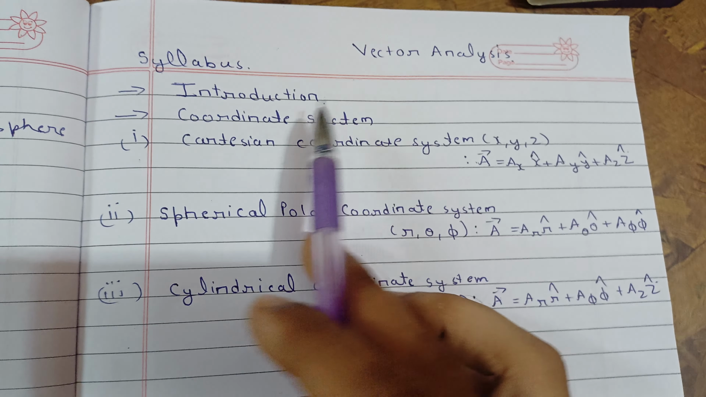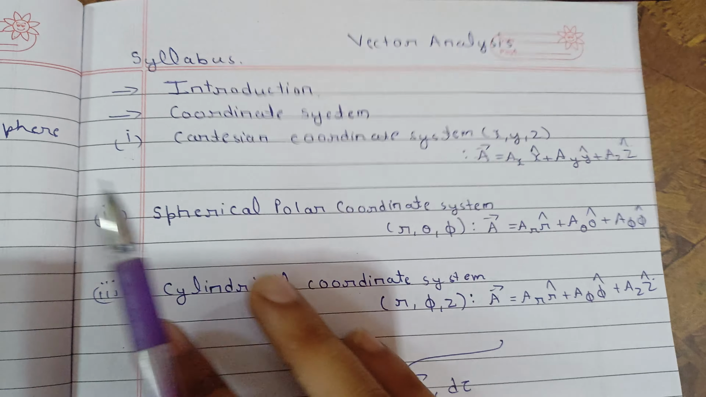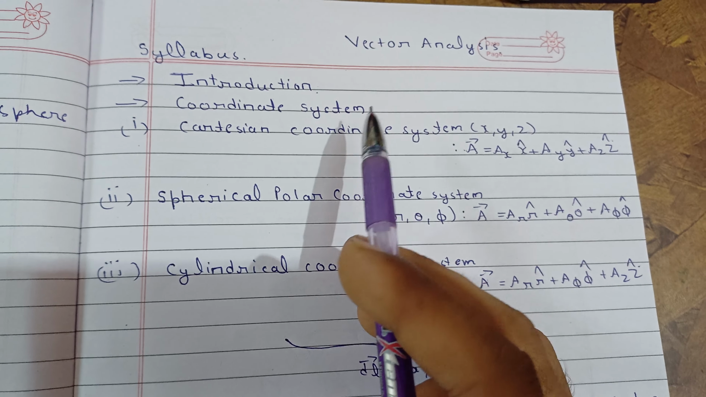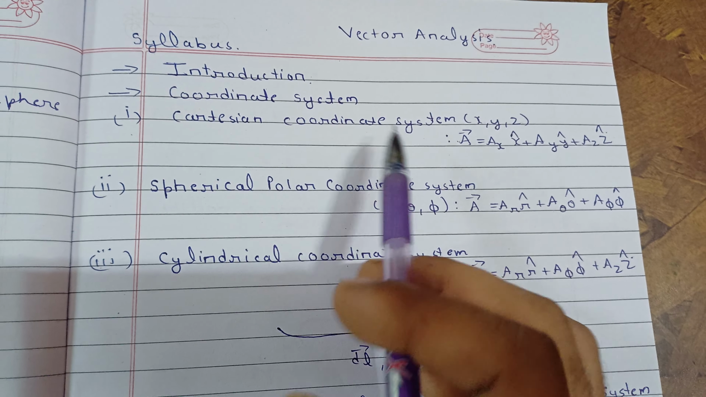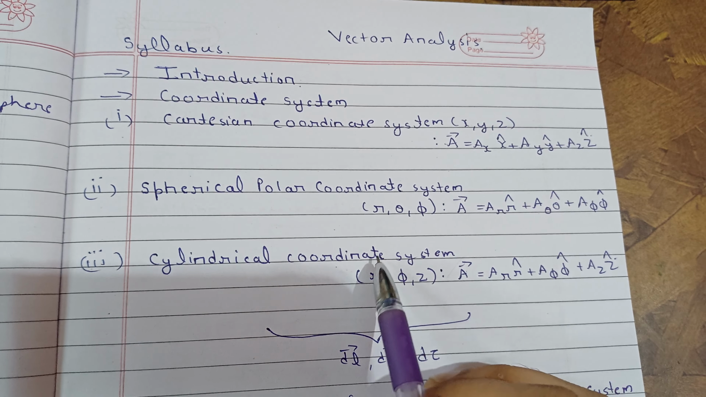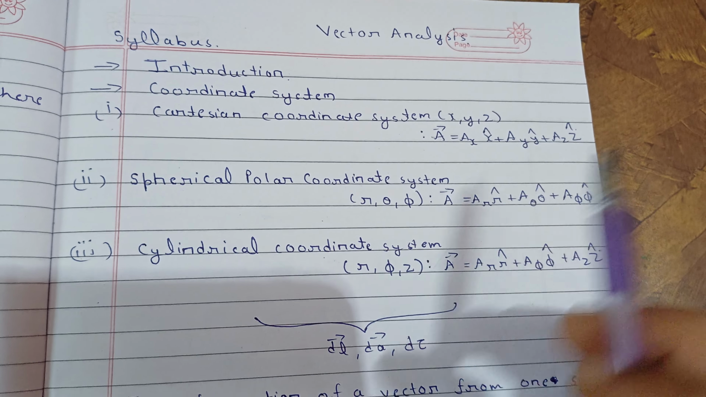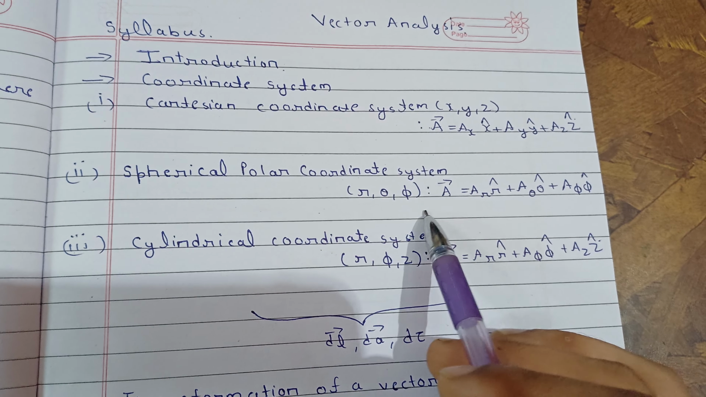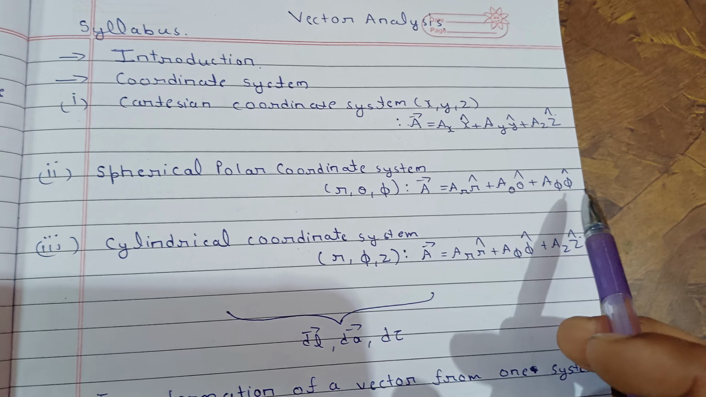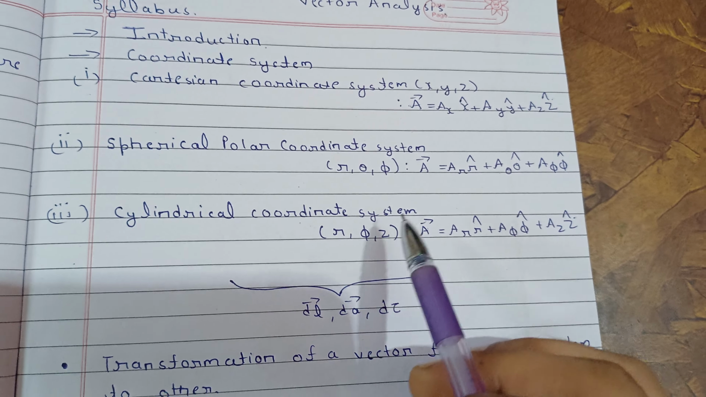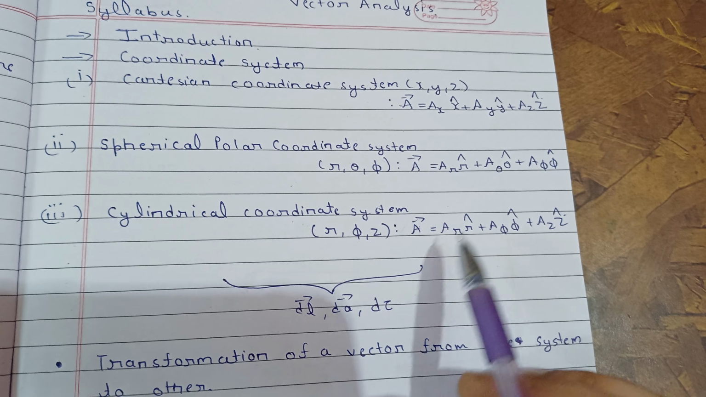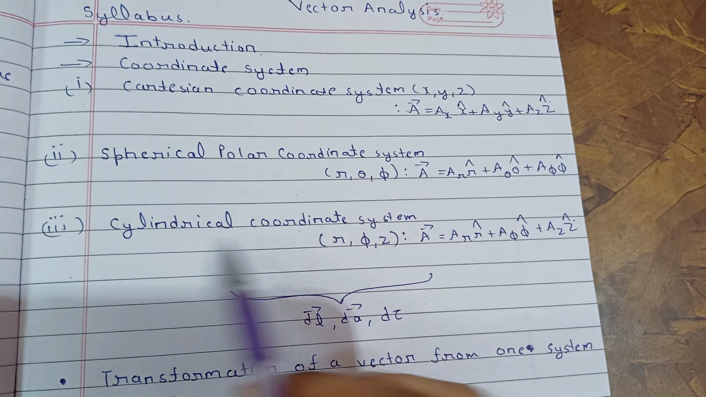First we will see the introduction of vectors, then the different types of coordinate systems: Cartesian coordinates, spherical polar coordinates, and cylindrical coordinates. Here we have x, y, z, and the vector can be expressed in a_x, a_y, a_z terms. Here we have r, theta, phi, so the vector can be expressed in a_r, a_theta, a_phi terms. Then we have cylindrical coordinates, expressed in r, phi, z terms, so a_r, a_phi, a_z. We'll study all of them.